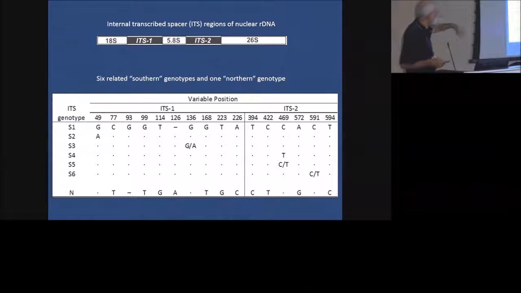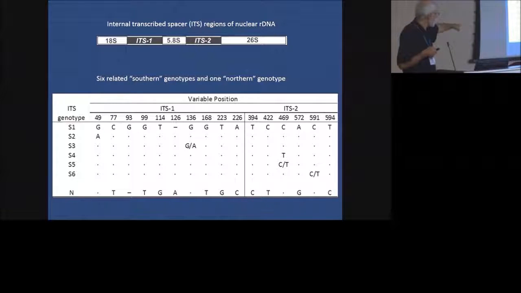What I found were 6 very highly related genotypes in what I'm calling the southern lineage. These would be individuals in Humboldt South. And you notice that they all differ just at one position. Those little dots indicate that they're all the same as that S1 genotype. Now, for the S1 genotype, I'm assuming that both alleles are that one sequence. S3, for example, one allele would be the top sequence, and the other allele would have an A at position 136, so that would be a heterozygote.